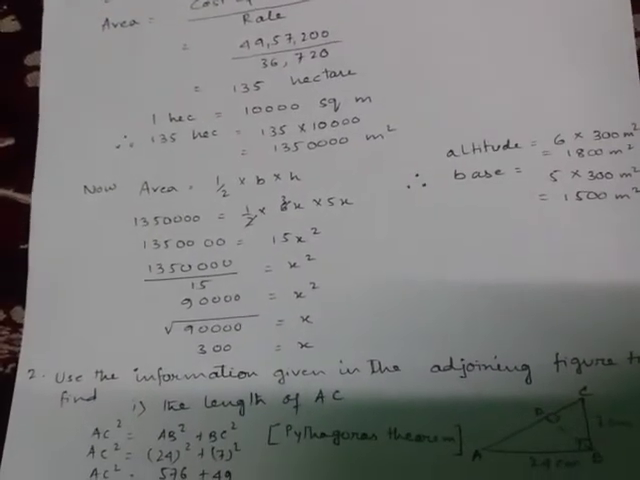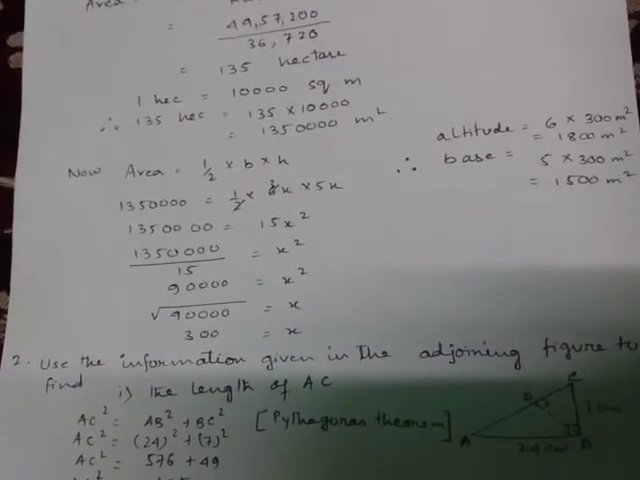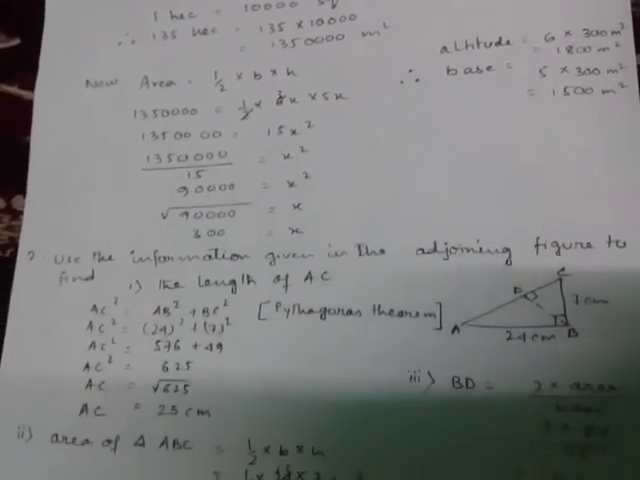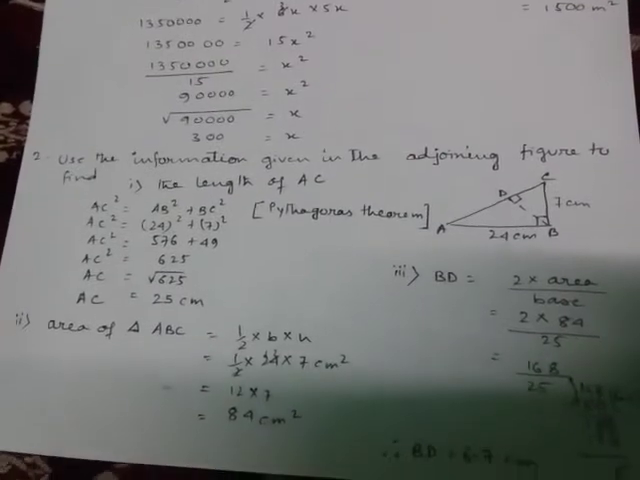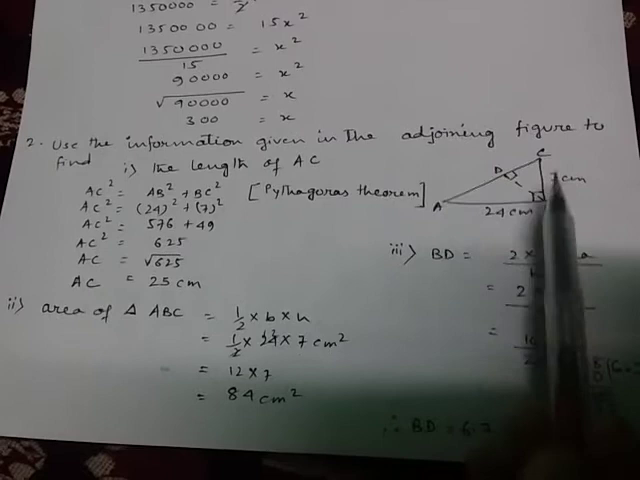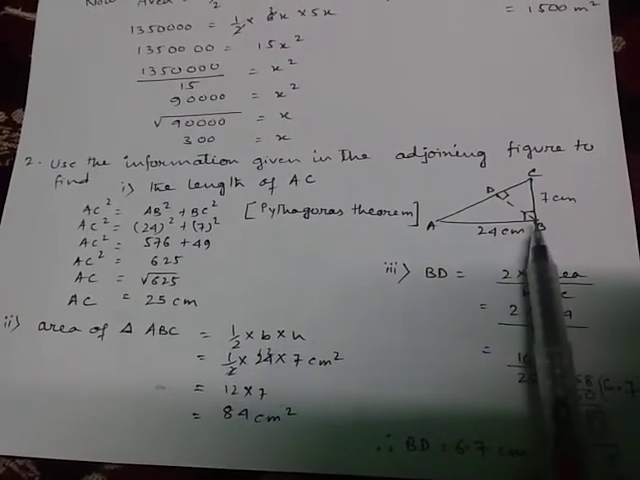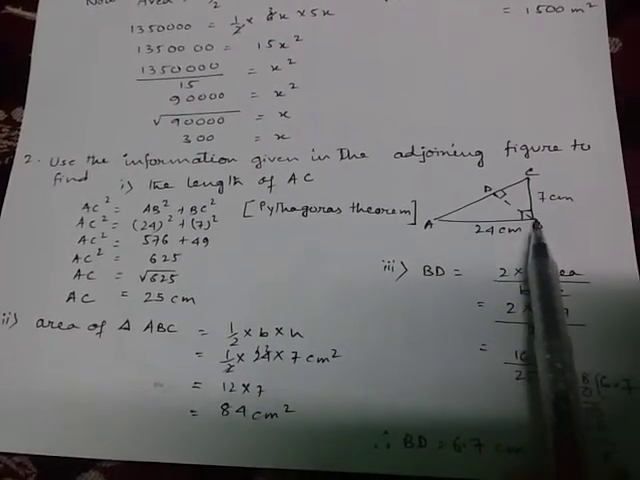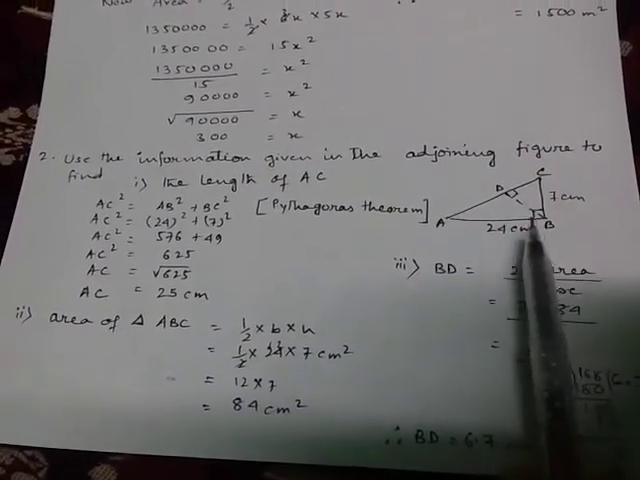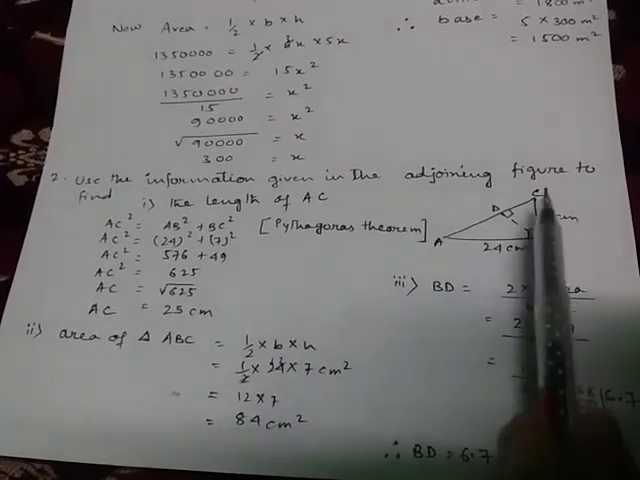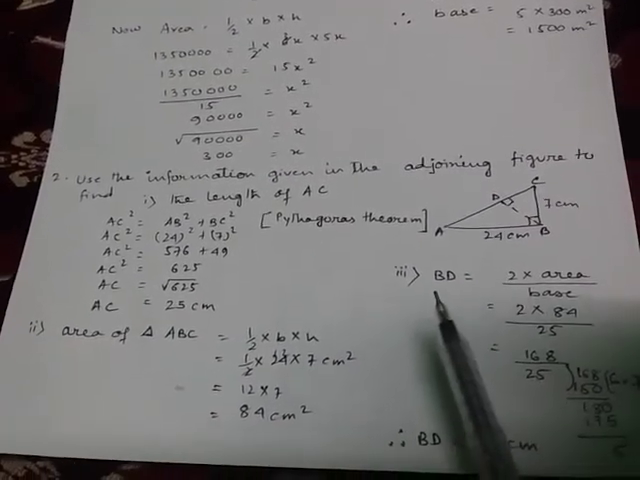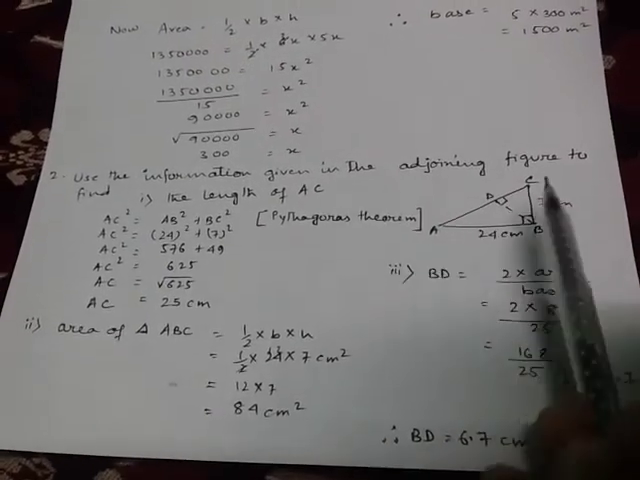See the next sum. A figure is given and they have asked to use the information given in the adjoining figure to find the length of AC. You can see a triangle ABC is 90 degree at B, and from B a perpendicular is drawn on AC, that is BD. Length of BC is 7 cm, length of AB is 24 cm.